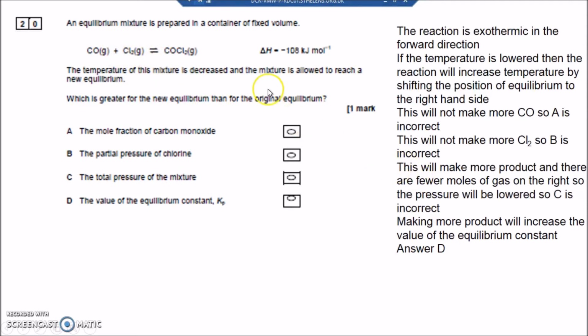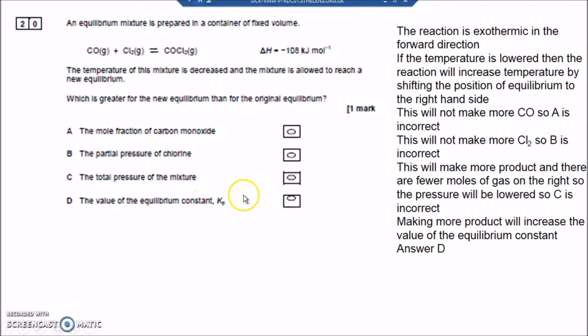C, the total pressure of the mixture, is that going to increase? No, it'll make more product. So 2 moles going down to 1, so it's shifting to the right hand side. 2 moles going down to 1 will lower the total pressure, so that's not going to increase. The value of the equilibrium Kp, so how will that affect the equilibrium constant?